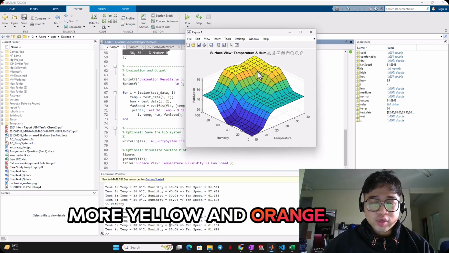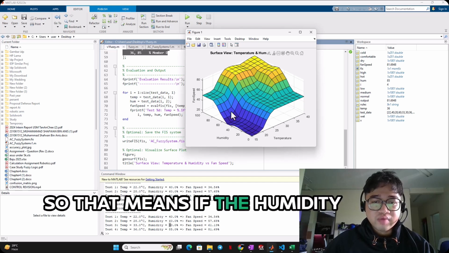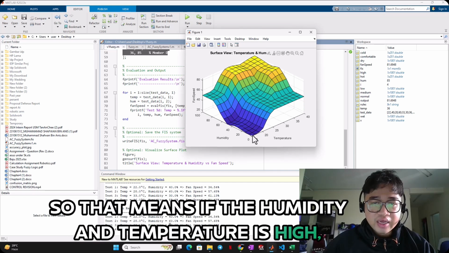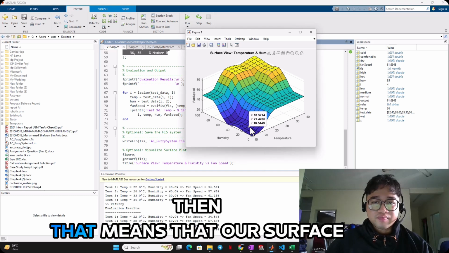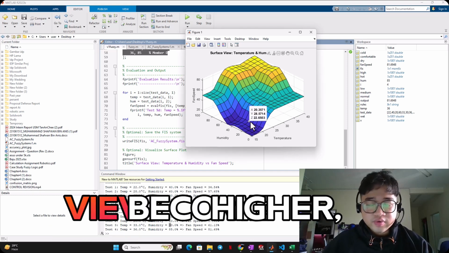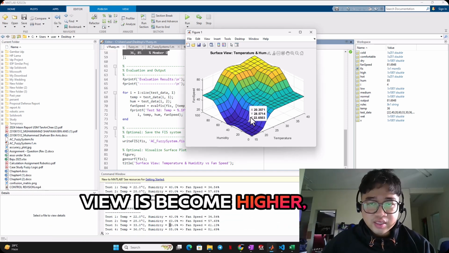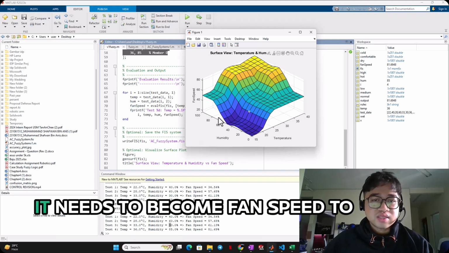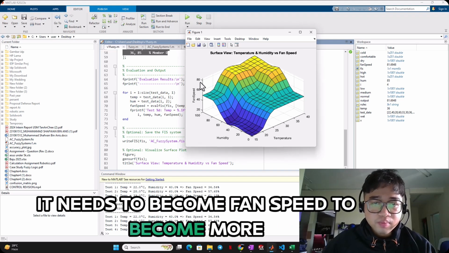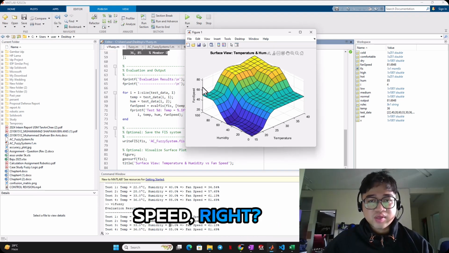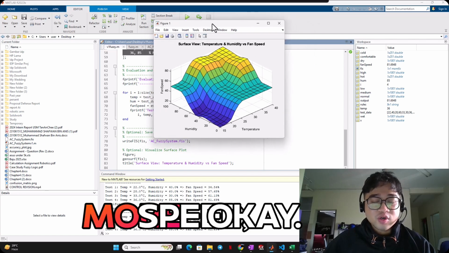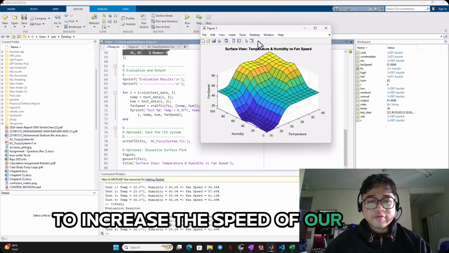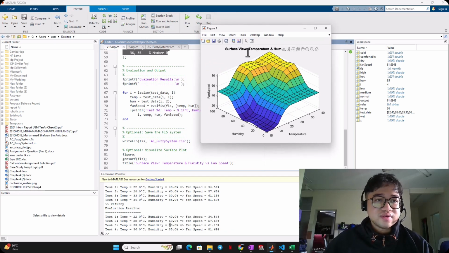it becomes more yellow and orange. That means if the humidity and the temperature are high, the surface becomes higher, and the fan speed needs to become higher to increase the speed of our fan. So that's all from me.